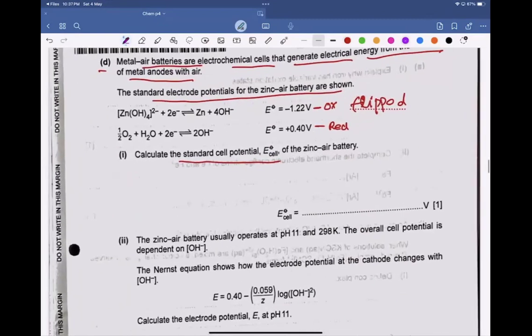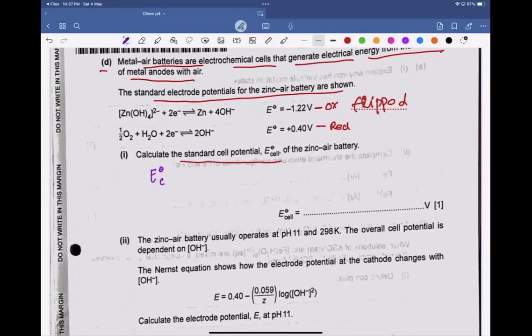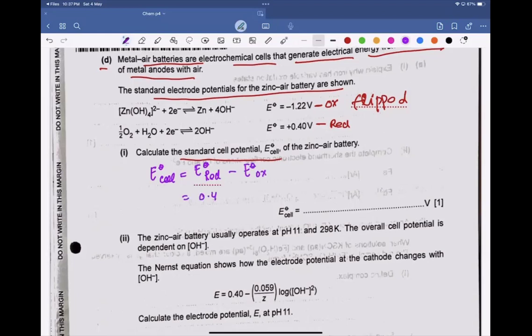So for the cell potential, if you recall the formula, E naught cell is equal to E naught of the half cell where reduction is occurring minus E naught of the half cell where oxidation is occurring. So we have identified where the oxidation and the reduction are occurring. So 0.40 minus, there is a minus sign with that, minus 1.22. So it is going to be minus minus plus. So the sign would be plus 1.62. Is this clear to all of you?